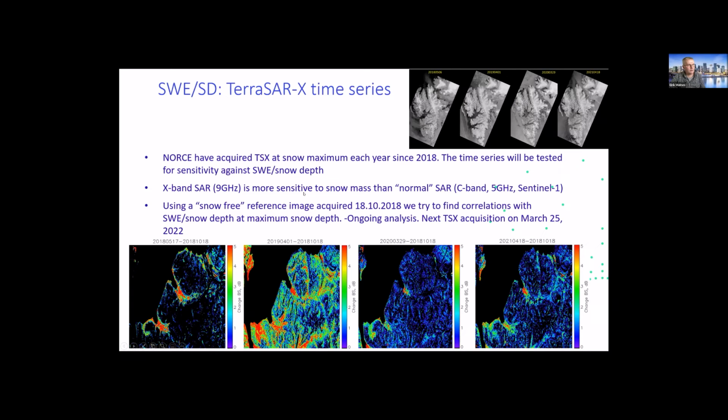And the idea is that this X-band SAR data is sensitive to snow mass or snow water equivalent. And it's much more sensitive than normal SAR, which we have, of course, a lot of with Sentinel-1. So by using a snow-free reference scene that we acquired in October 2018, we will try to find the correlations between the snow depth and snow water equivalent that we have measured in the field campaigns and compare them with the satellite data. So these plots show that at least 2019 seemed to be a much more snow-rich winter than the other winters.